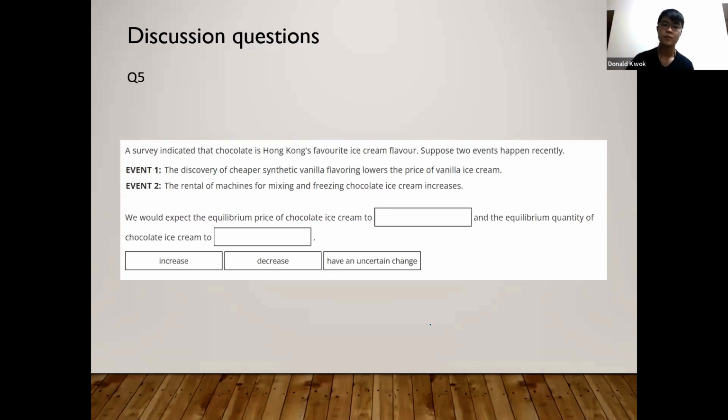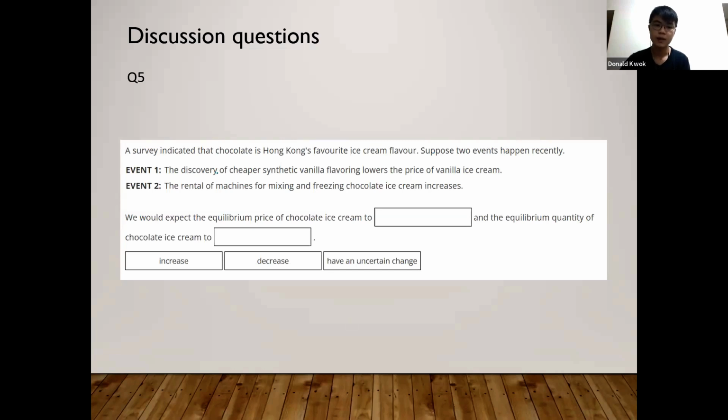Okay, so we have two events occurring here, and we'd like to determine how the equilibrium price and equilibrium quantity change. So for this kind of question, we would like to analyze how each event affects the price and quantity transacted respectively, and then draw an overall conclusion to determine the overall change. So let me go through the detail to show what I exactly mean.